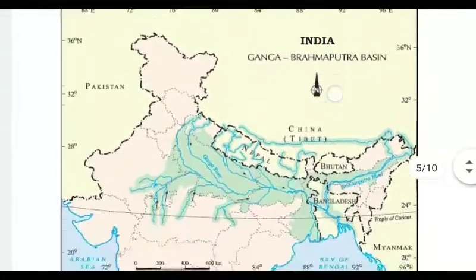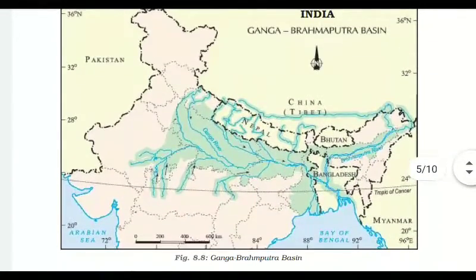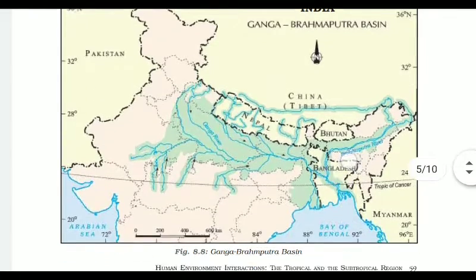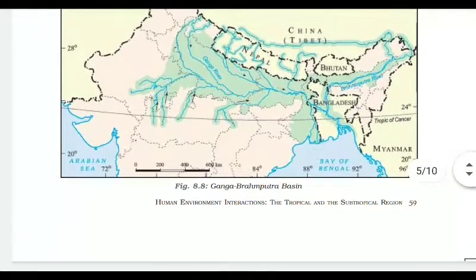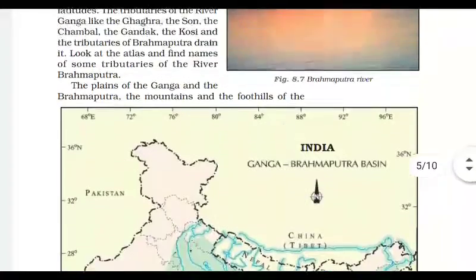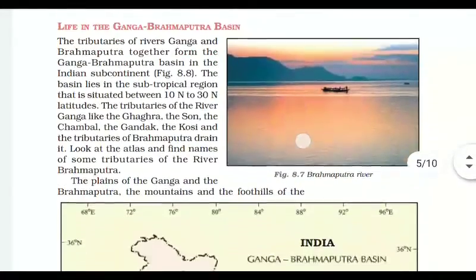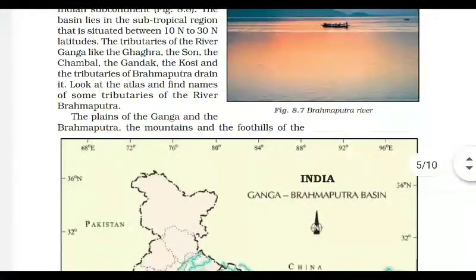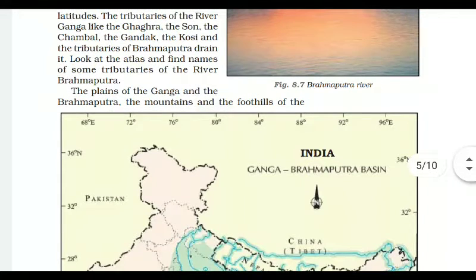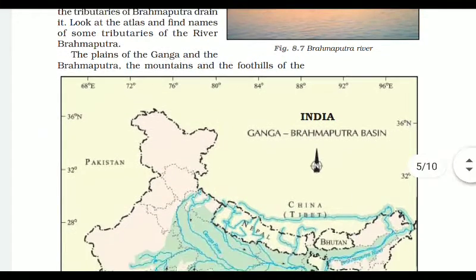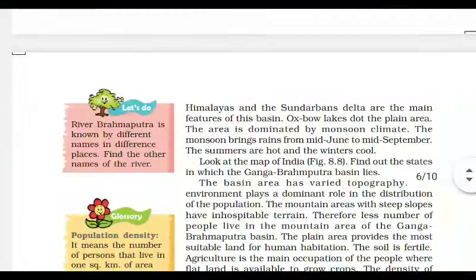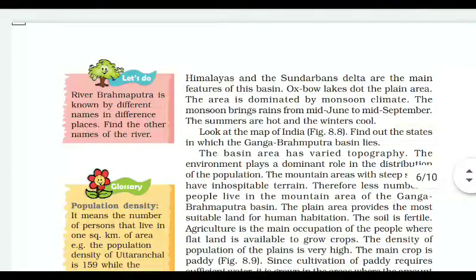Okay, where is the atlas? Here it is. Here you see the Ganga basin is given, the Brahmaputra basin is given, and this part has the Sundarbans located. Now, the plains of the Ganga and the Brahmaputra, the mountains and the foothills of the Himalayas, and the Sundarbans Delta are the main features of these basins. The oxbow lake, that oxbow-like shape, is in the plain area.